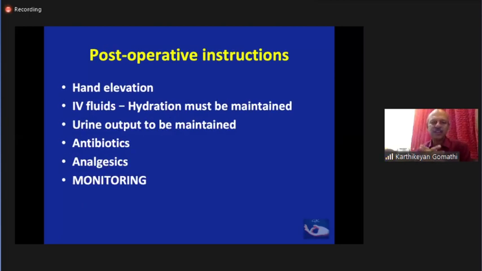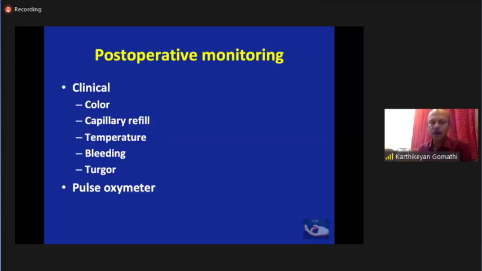Now, post-operative instructions: hand elevation, the IV fluids, hydration must be maintained, urine output must be maintained, antibiotics, analgesics, and most importantly, monitoring. So, how do we monitor? Clinical monitoring is the best method, as there are different sensors and probes to monitor, but clinical monitoring is the best. The color, the capillary refill, the temperature, bleeding, turgor, and if it is the finger replantation, you can use the pulse oximeter. If there is any doubt about the viability, if you feel it is becoming slightly colder, the best step is to do a re-exploration.